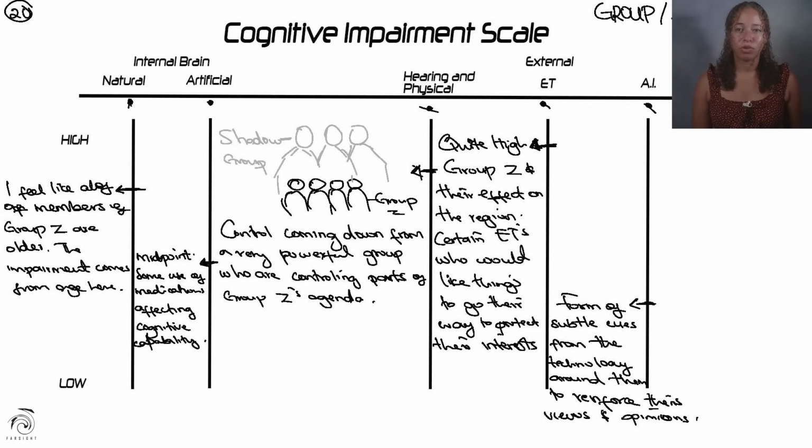Now lastly, I probe for the AI impairment here. There are some subtle cues from the technology around them to kind of enforce their views and opinions. It's not super strong, but it's definitely present. And that's all I had for this target.